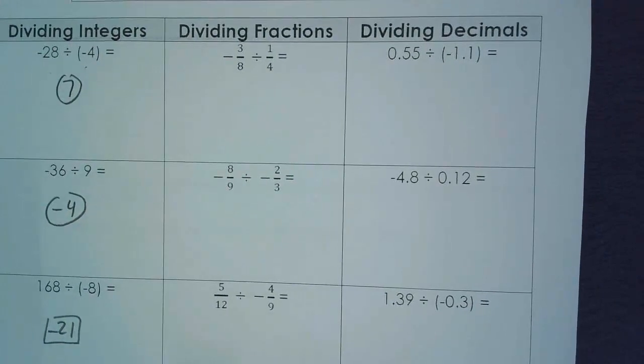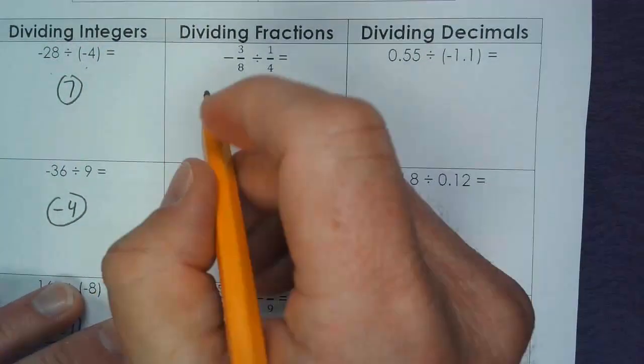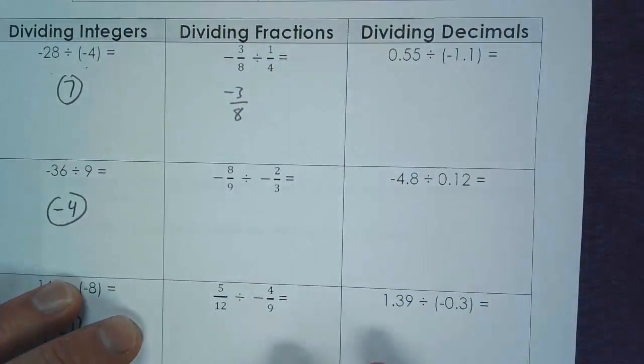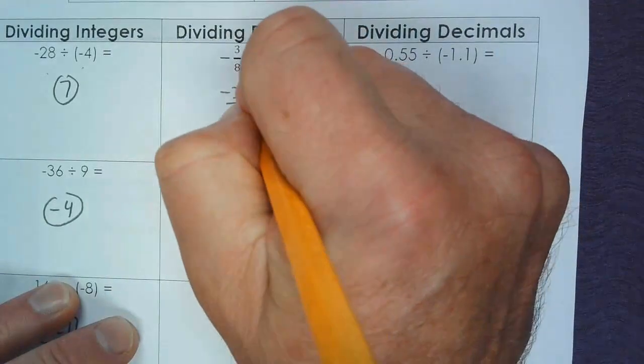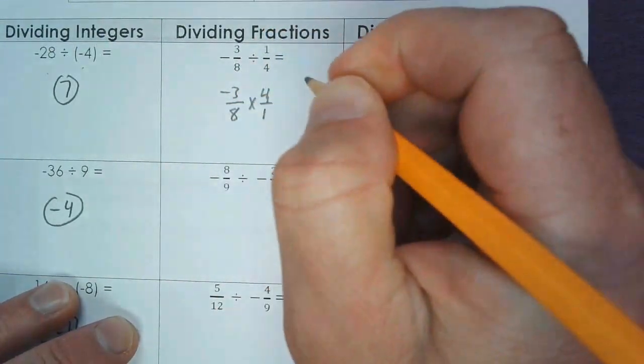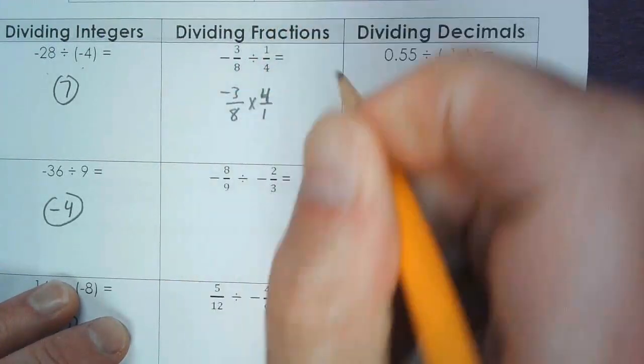Let's go over the fractions. Now we're going to take the reciprocal and go through the steps. So the first fraction stays the same. You change it to a multiplying sign, and when you do that, you have to take the reciprocal, which is just flip that fraction. So let's take a look at it.